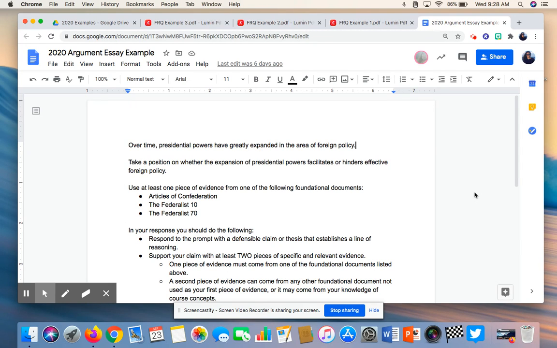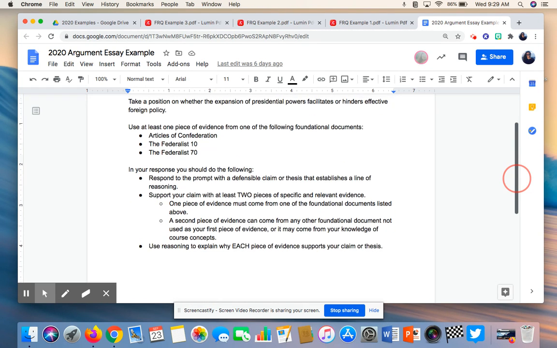Over time, presidential powers have greatly expanded in the area of foreign policy. Take a position on whether the expansion of presidential powers facilitates or hinders effective foreign policy. So that's where that argument is going to come in. Use at least one piece of evidence from one of the following foundational documents: the Articles of Confederation, Federalist 10, Federalist 70. In your response, you should do the following.